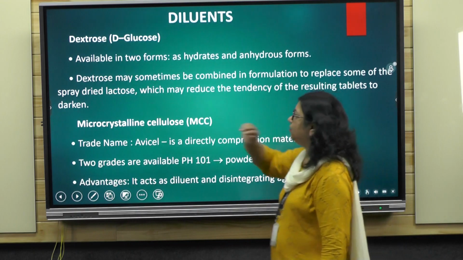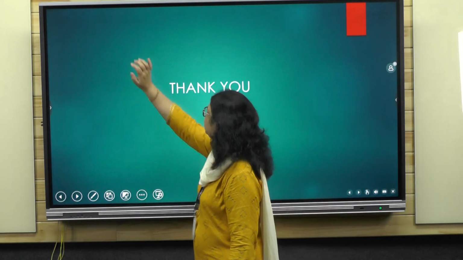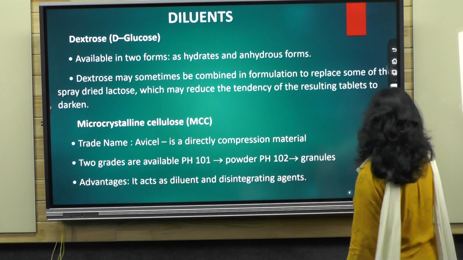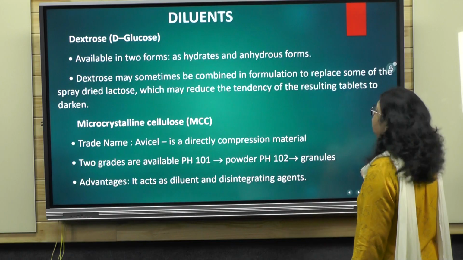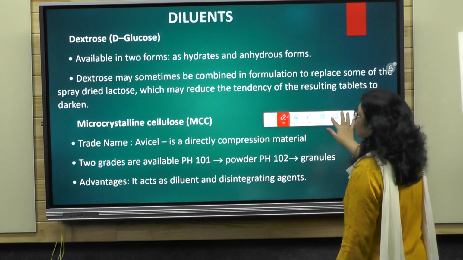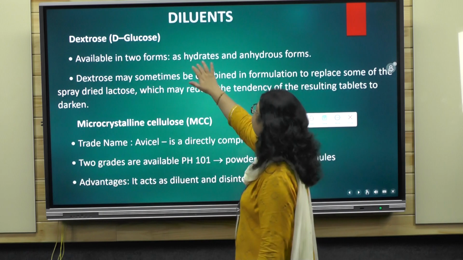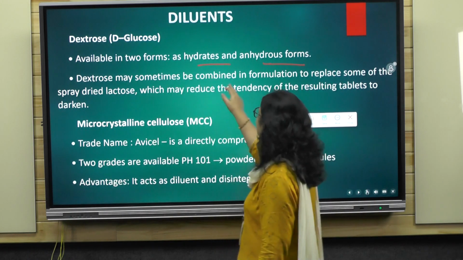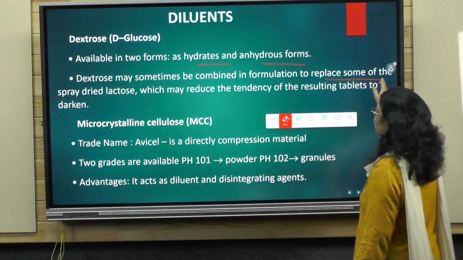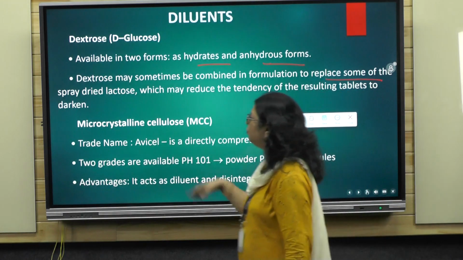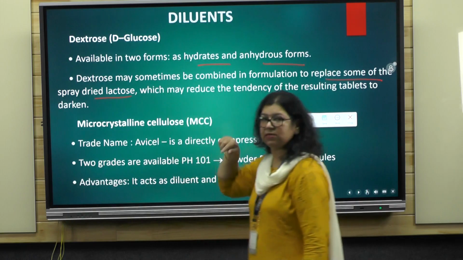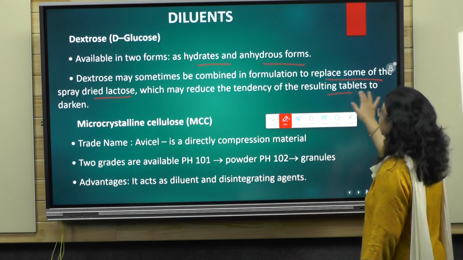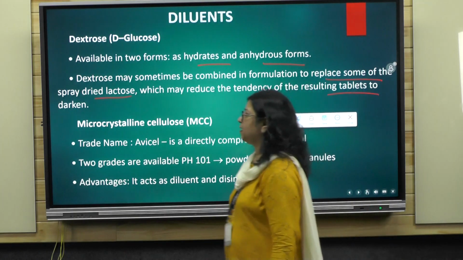Sucrose, dextrose. Dextrose is actually D-glucose, the D form of glucose, and it is available in two forms, as hydrate and anhydrous form. It may sometimes be combined in formulation to replace some of the spray-dried lactose, as we have discussed in an earlier slide, which may reduce the tendency of the resulting tablets to darken.